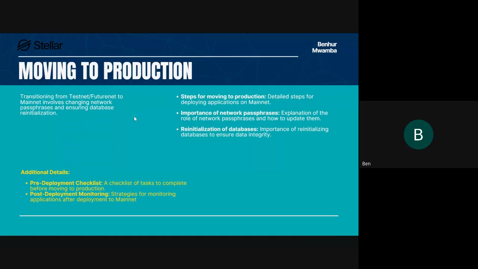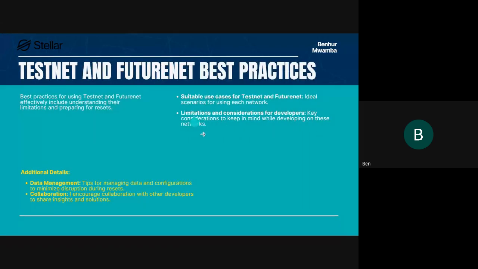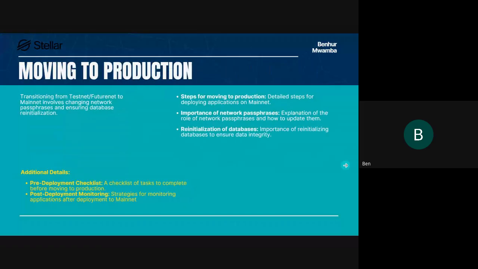Okay, moving to production. There are stages that you take, starting from creating your smart contract, testing it on the testnet, or maybe trying new features on the futurenet, and then moving it to the mainnet. Transition from testnet, futurenet to mainnet involves changing network passphrases and ensuring database reinitialization.